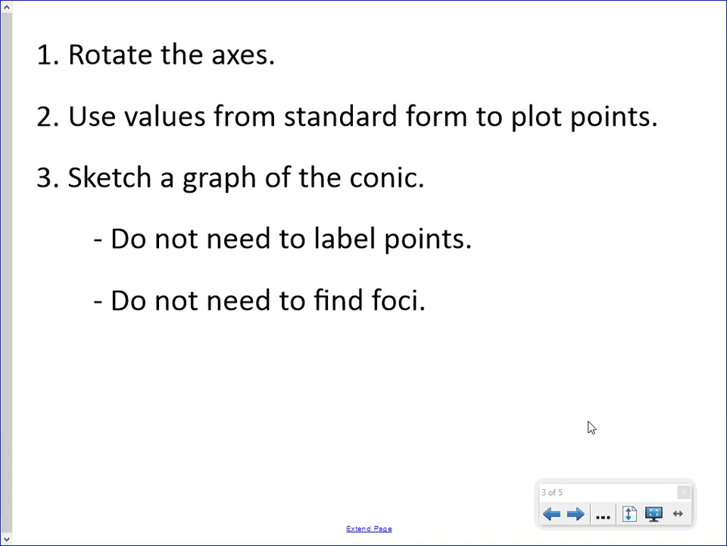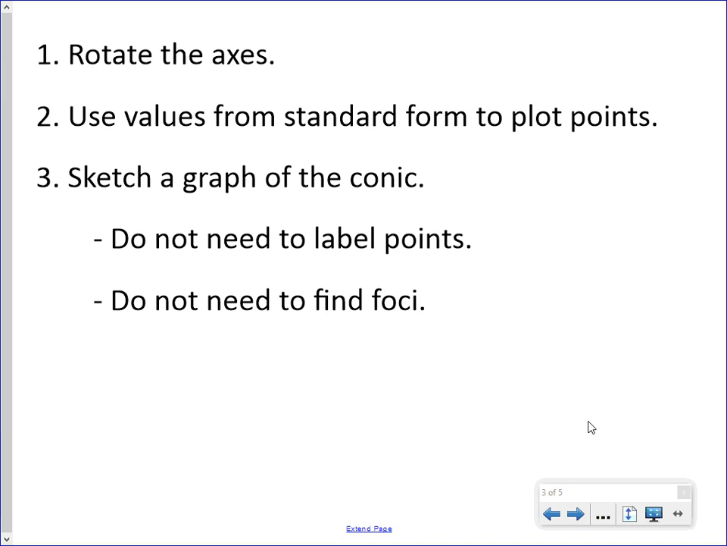So the first step is going to be to rotate your axes. Remember, that's what we're doing. We're eliminating the xy term by rotating the axis through an angle theta. So we just want to draw the new x prime, y prime axes. Then you'll go to your equation.